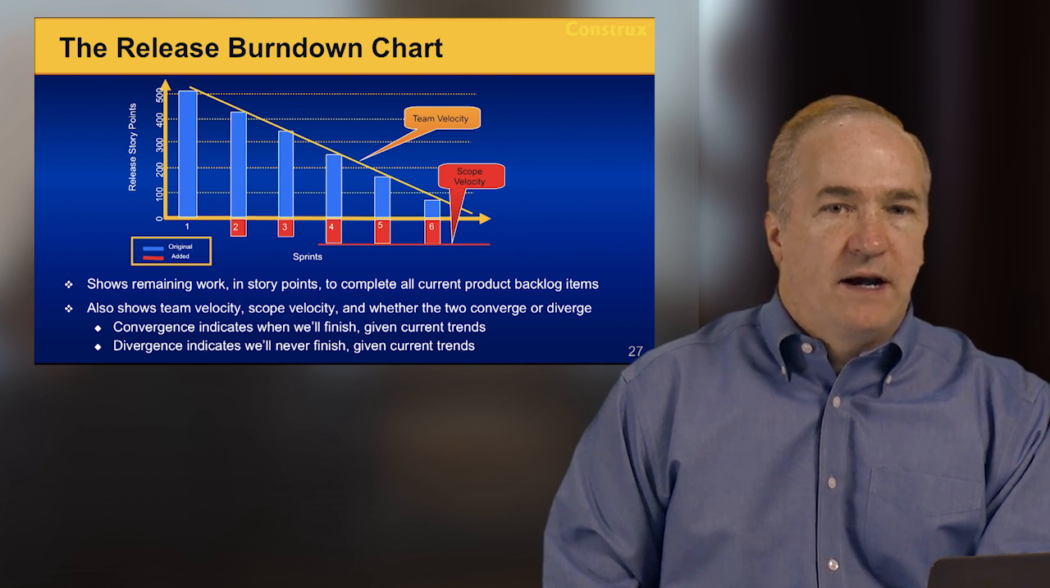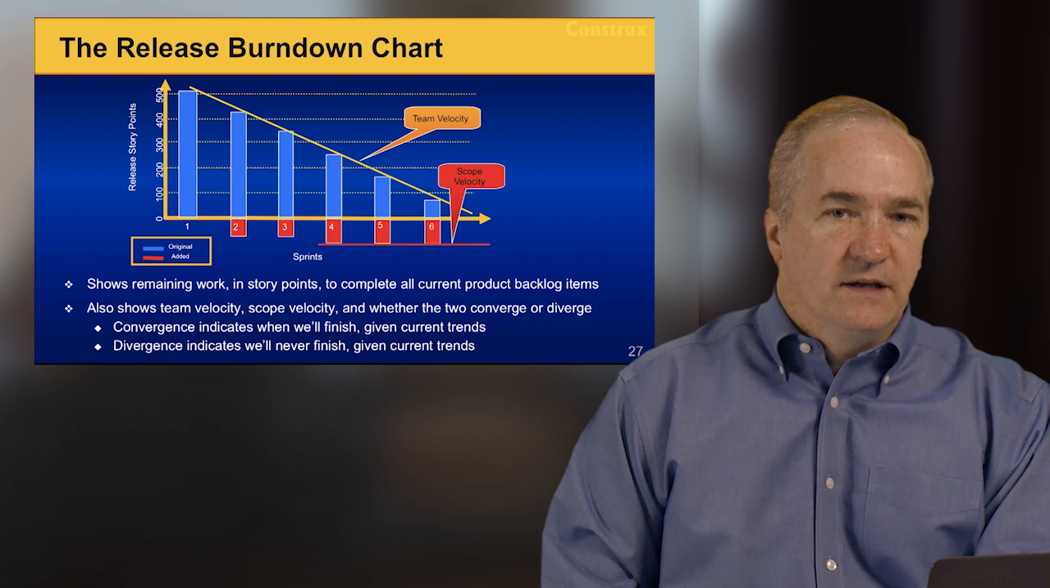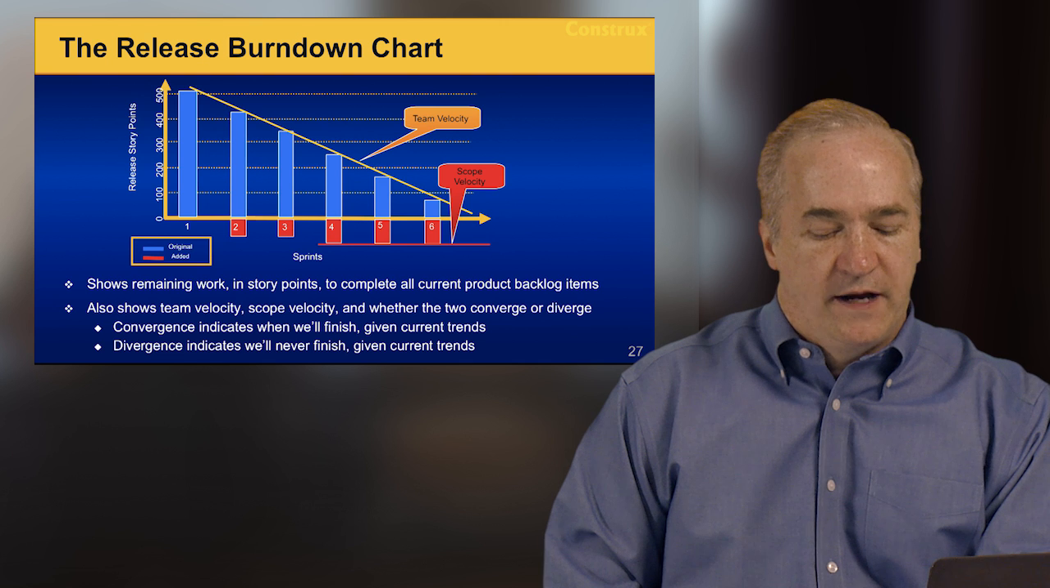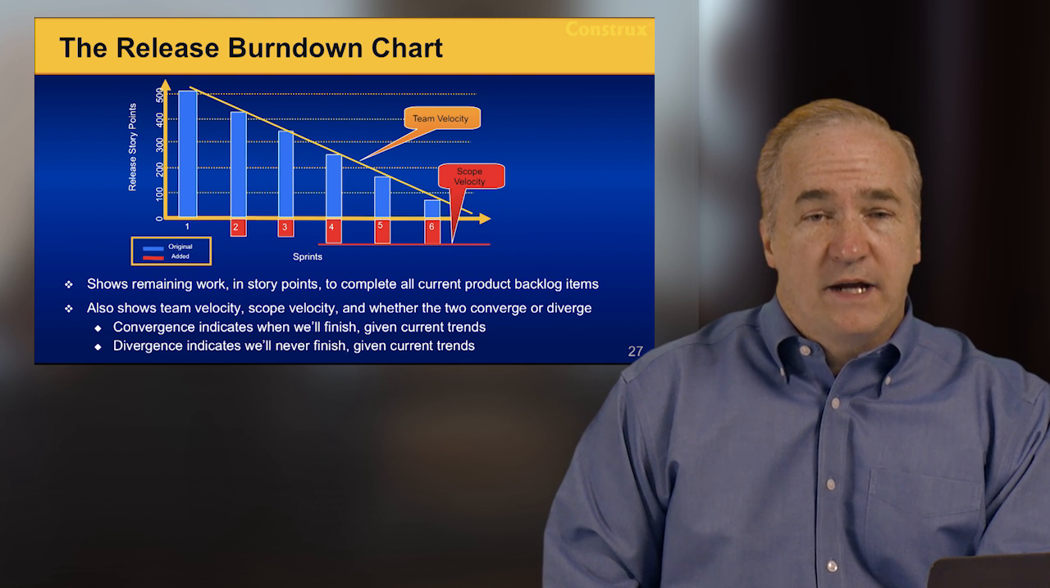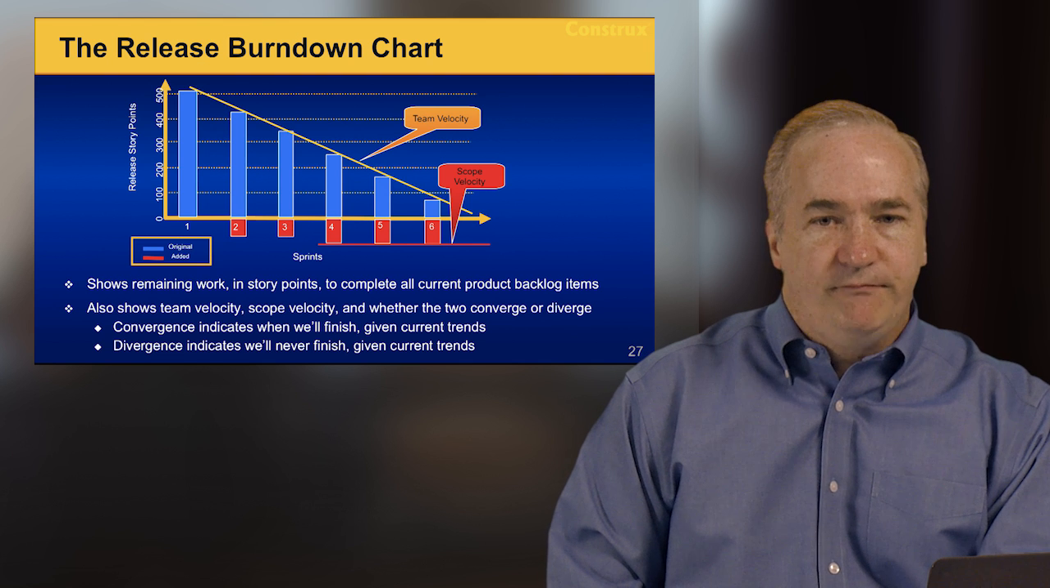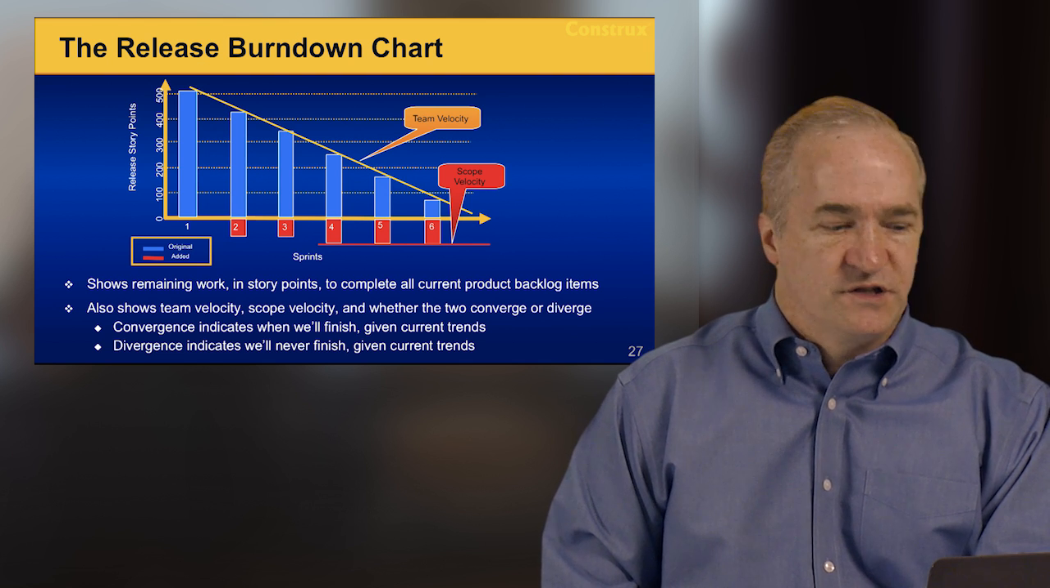Now, the beautiful thing about an Agile approach such as Scrum is that it lets us gather a lot of good historical data on our current project while the project's in flight. And as you know, historical data on your current project is the gold standard for predicting project completions. So let's talk about the release burndown chart for just a second.